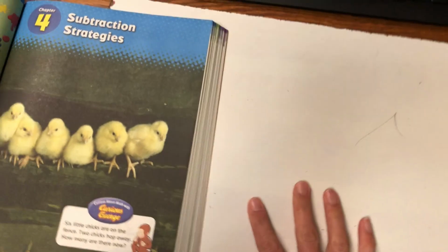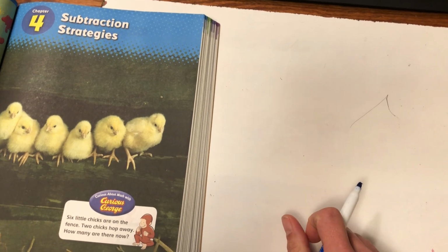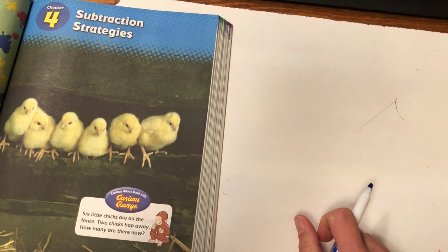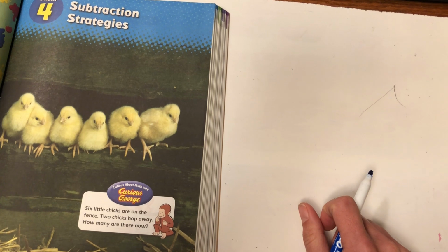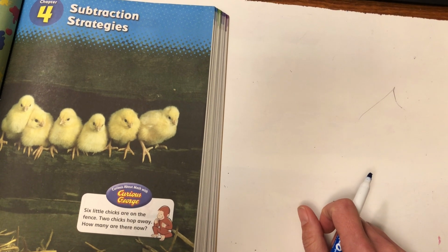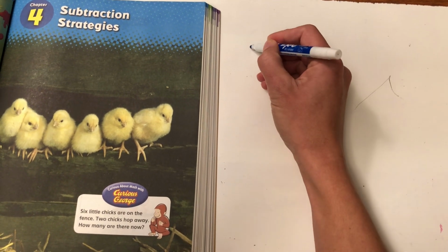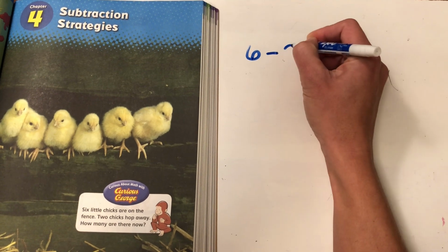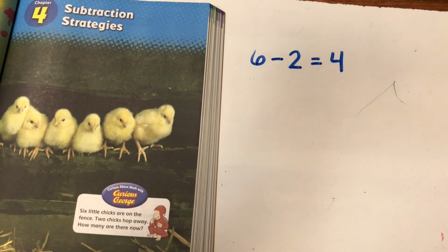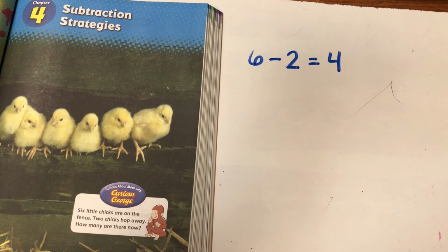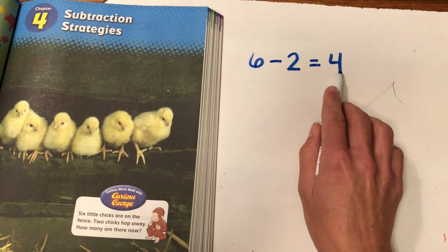Let's get our whiteboards out. I'm going to read that story one more time, and I'd like you to write the subtraction sentence on your whiteboards that goes along with that story. 6 little chicks are on the fence. 2 chicks hop away. How many are there now? Did you get that same sentence? Let's read it together. 6 minus 2 equals 4.